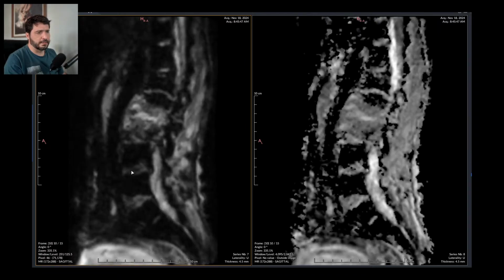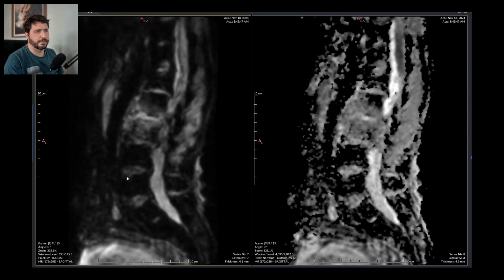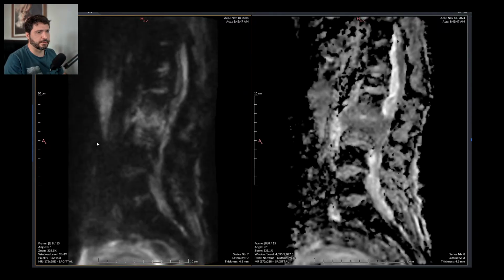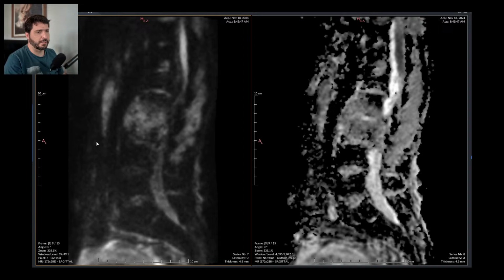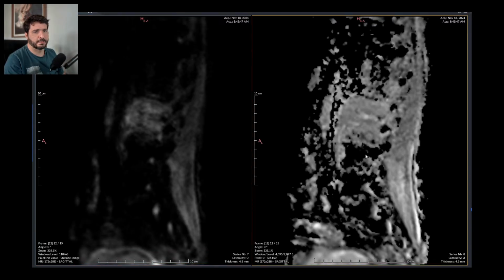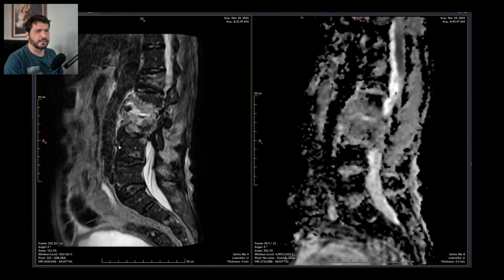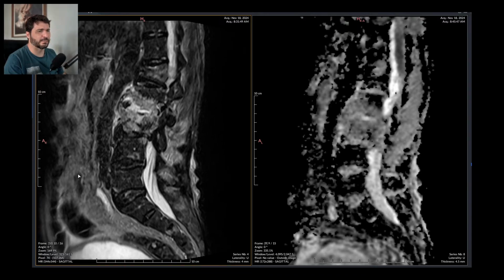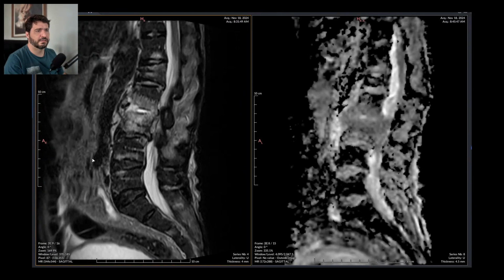Let's see right there. Oh, they did a diffusion and it's really bright. It's just too noisy and shaky to be sure, but whatever. Did they do a, I don't know, what is this? This is supposed to be the STIR. So STIR and diffusion weighted.